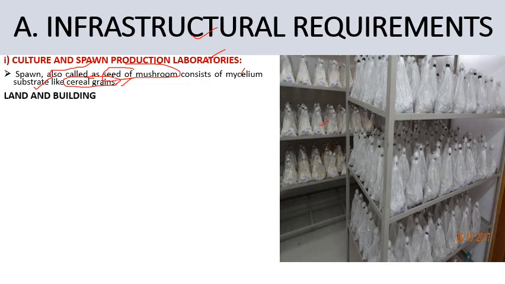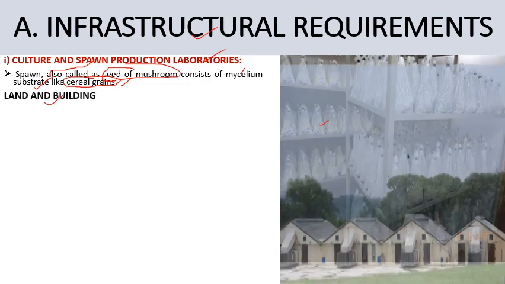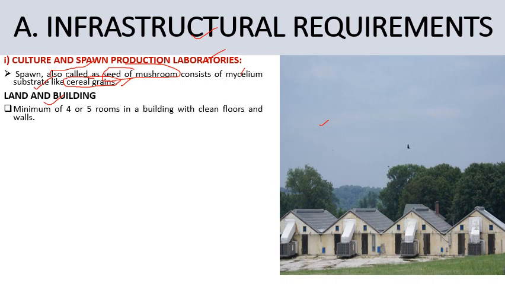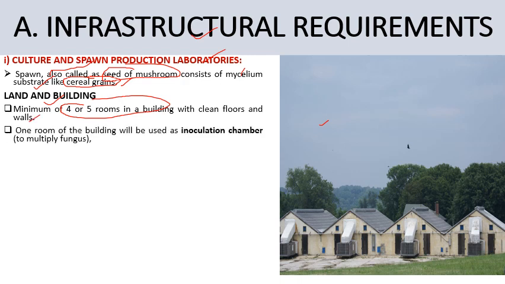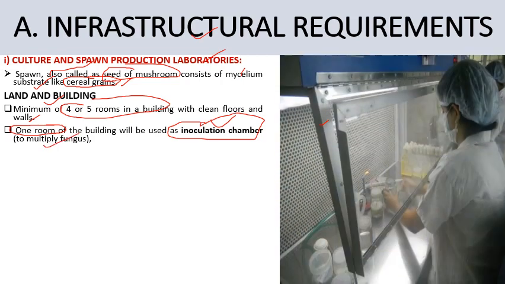Firstly we require land and building. So we require land and building for this. A minimum 4 or 5 rooms building is required with clean floors and walls. One of the rooms of the building will be used as the Inoculation Chamber, where we multiply the spawn. That is called the Inoculation Chamber.